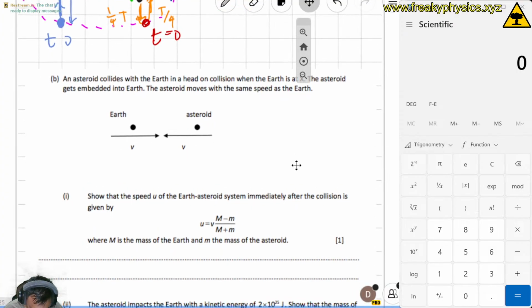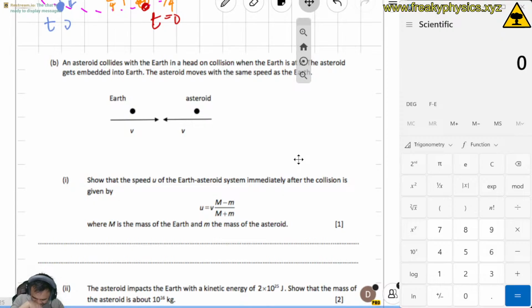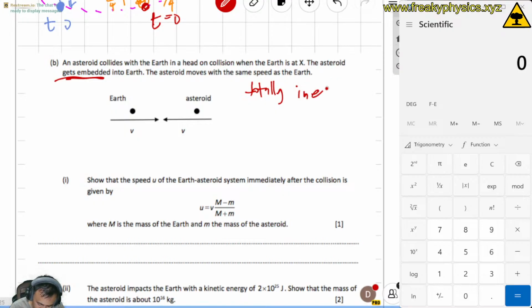Okay, it's a head-on collision, and then it gets embedded on Earth. It says that right there, right? So you can say here that this is a totally inelastic collision. Inelastic, okay? So that means they stick together, right? It doesn't really matter though whether we're doing this with elastic or partially elastic or totally inelastic collisions. Conservation of momentum will always be done, okay?